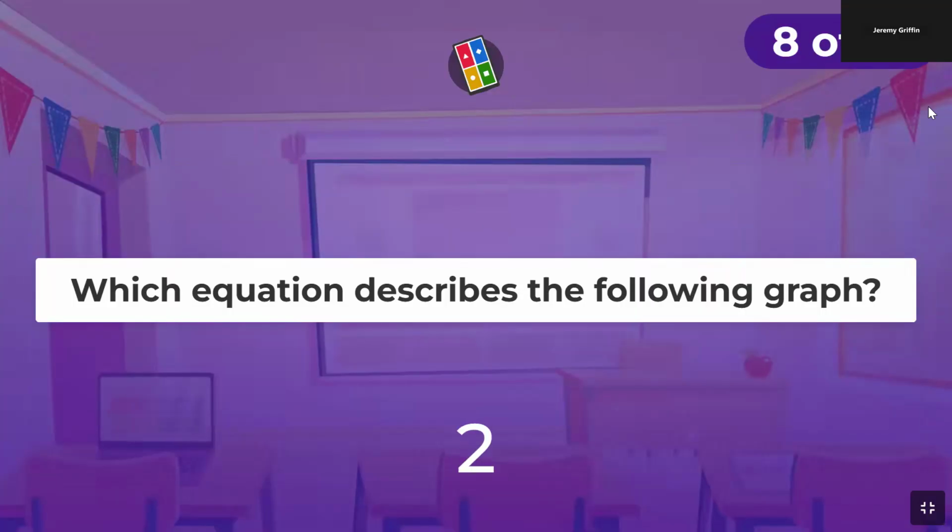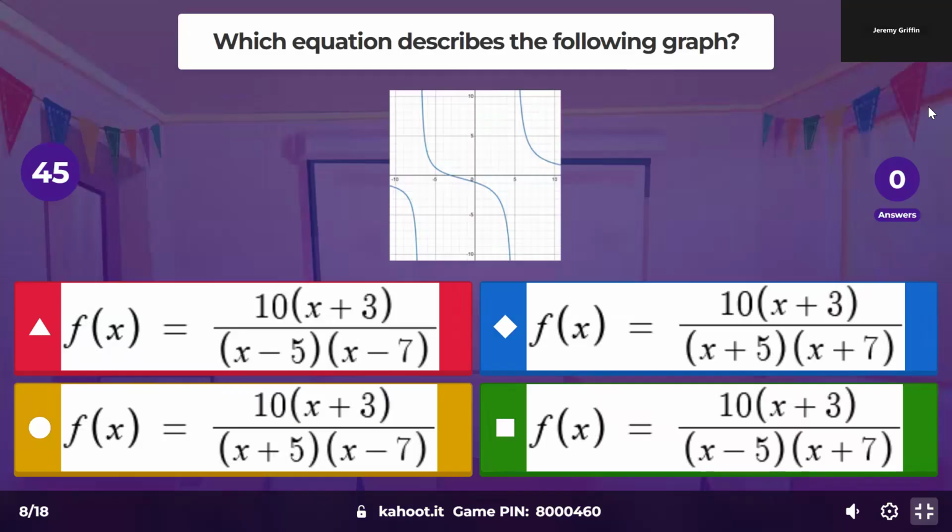Which equation describes the following graph? Here, I'll help you guys out. Guys, you can get this from the vertical asymptotes. Do you guys see a vertical asymptote here at 5? These are number 5, 10. You guys see at 5, x equals 5. And also at, it looks like -7, right?